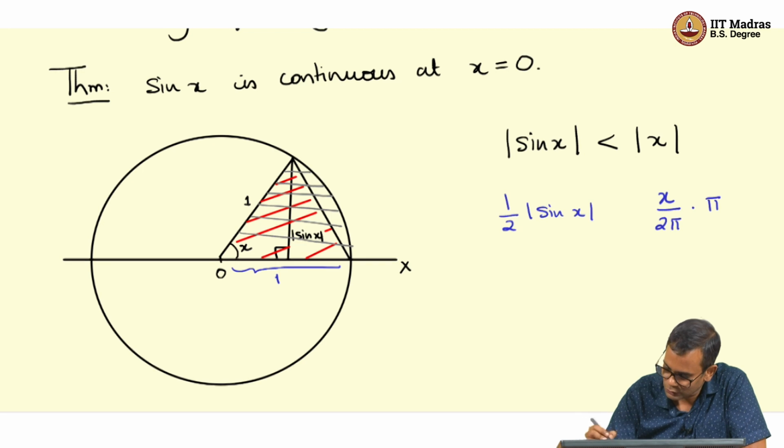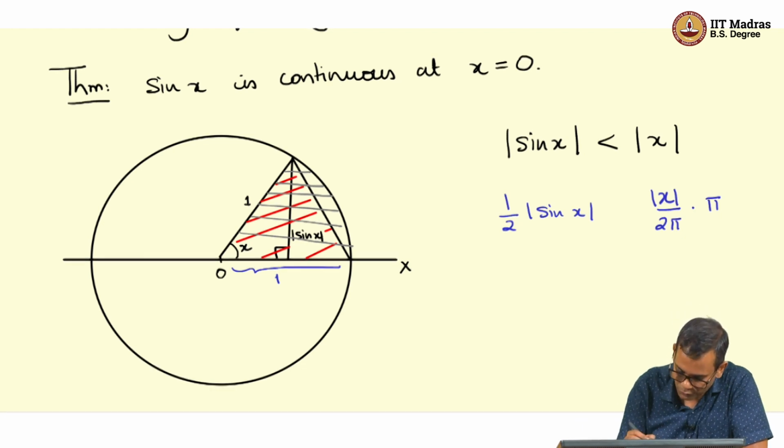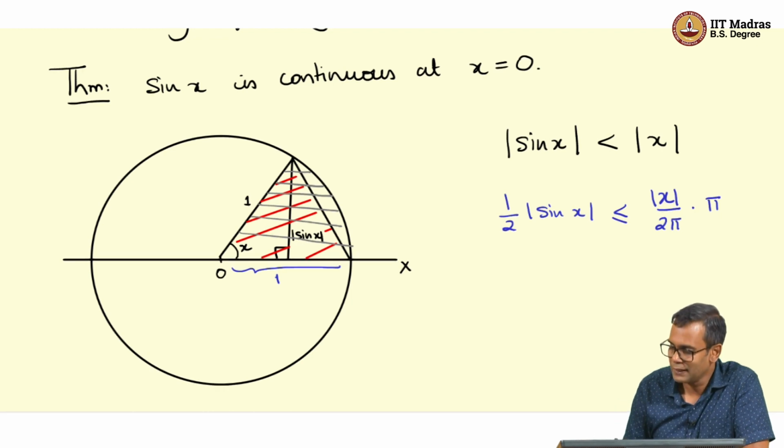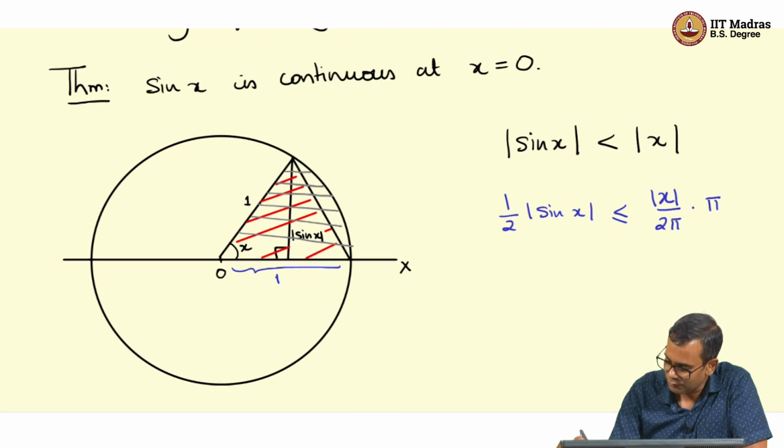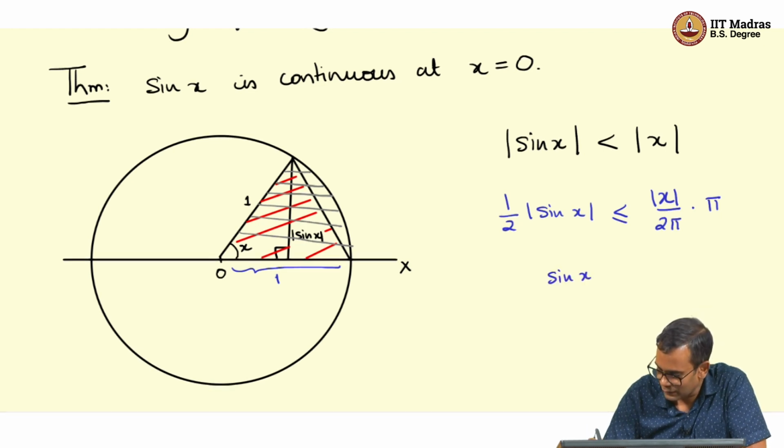Now, if we also want to think about the possibility that x might be a negative angle, then I should put an absolute value of x here. As long as we are in the first quadrant or the fourth quadrant, this will be fine, we can put absolute values. And so, what we have is that half absolute value of sin x is less than or equal to half absolute value of x over 2 pi into pi, and just cancelling out we get absolute value of sin x is less than or equal to absolute value of x.